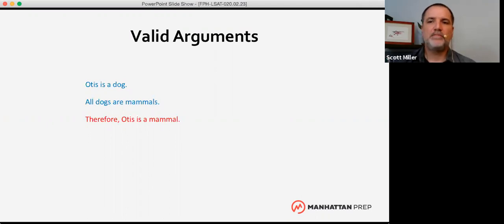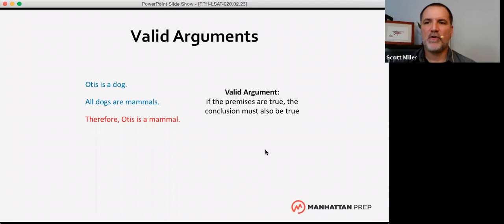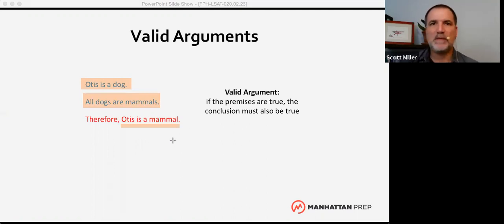So Otis is a dog. All dogs are mammals. Therefore, Otis is a mammal. This is what we call a valid argument. And the way we would describe a valid argument, the way that you know an argument is valid, is we would say that if the premises are true, then the conclusion must be true. So if it is in fact true that Otis is a dog, and if it is in fact true that all dogs are mammals, then it must be true that Otis is a mammal. There is no way that the premises could be true and the conclusion could be false. That's what we mean by a valid argument. The premises together connect to completely support the conclusion and guarantee that it is true.